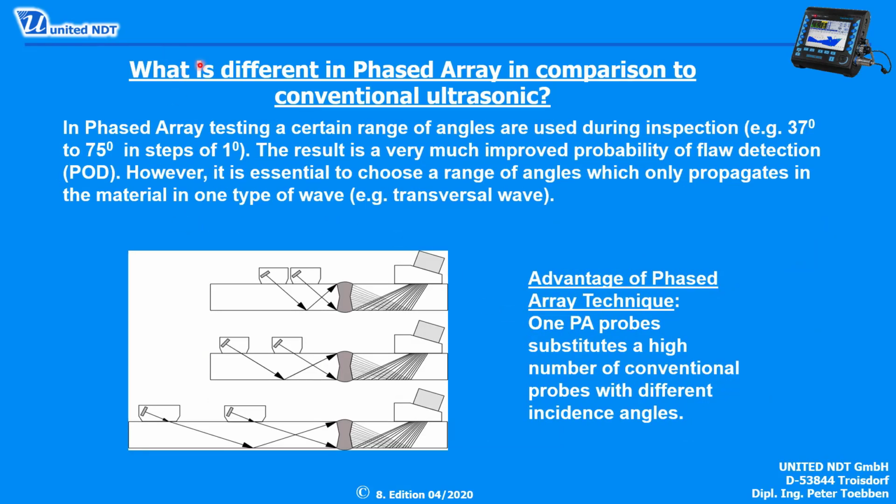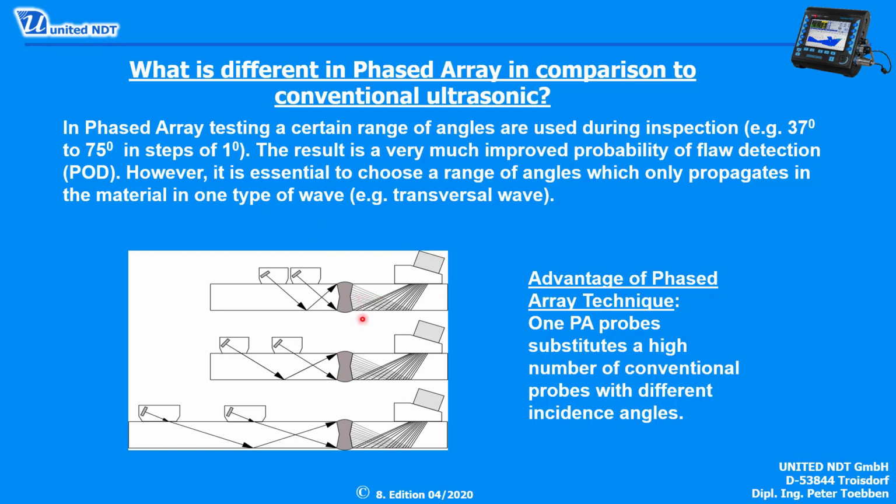Alright, so again, what else is different in phased array in comparison to conventional ultrasonics? In phased array testing, a certain range of angles are used during inspection. Let's say from 37 degrees to 75, in steps of 1 degree. That means we have a beam at 37, 38, 39 and so on up to 75. So a lot of angles are covered.